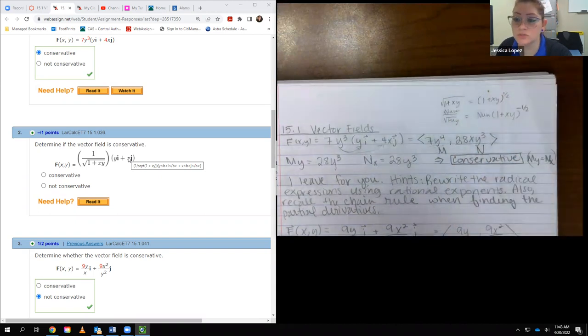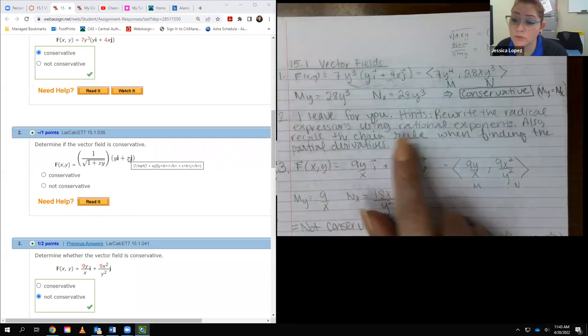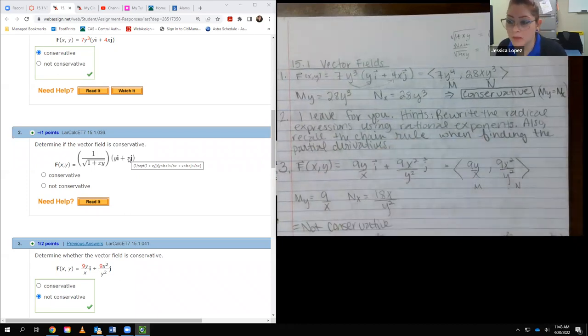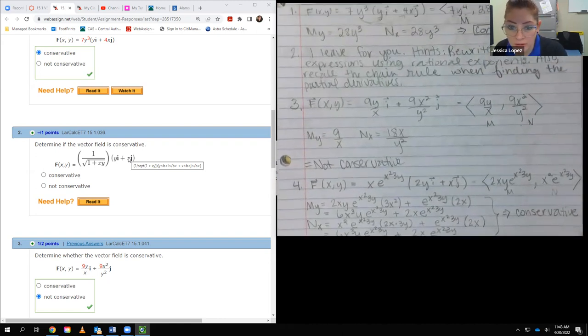And then that way you're only using the product rule instead of the quotient rule. But that's just a hint. You can do the derivative however you want to do it. Just make sure you remember the chain rule, regular chain rule, and the chain rule when finding partial derivatives, okay? So just be very, very careful with that one.